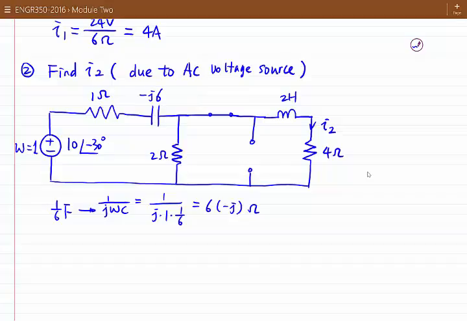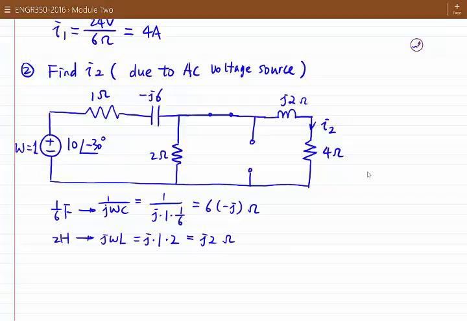So let's look at the inductor, the impedance of the inductor. So for 2 Henry inductor, the impedance is j omega L. So because omega is 1, so L is 2 Henry, so we have j2 ohm. So now, let's write the impedance for the inductor. It is j2 ohm. So now we have the circuit topology. So how do we solve the I2 current?